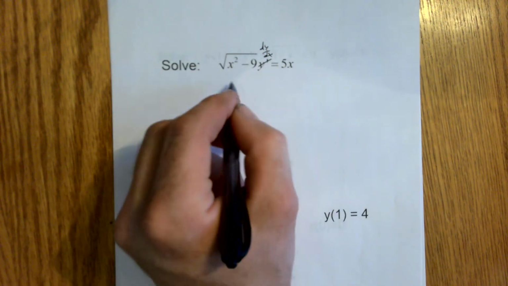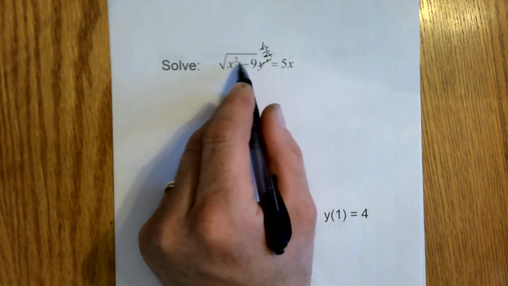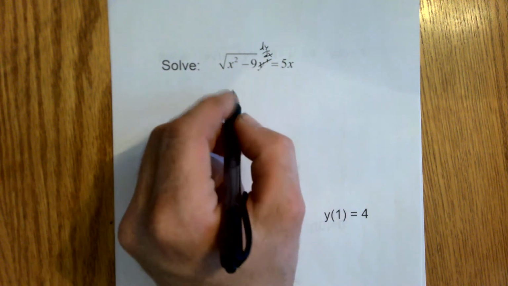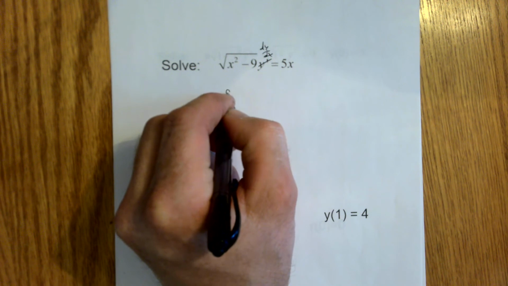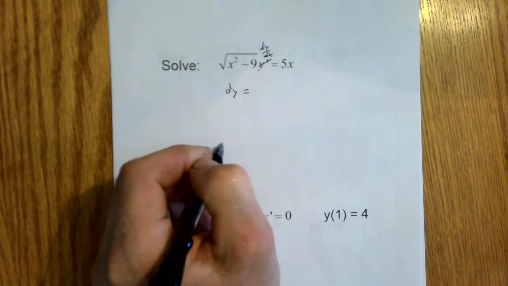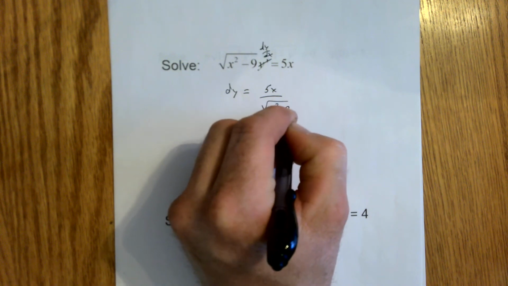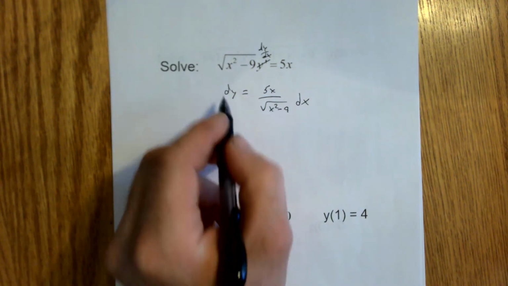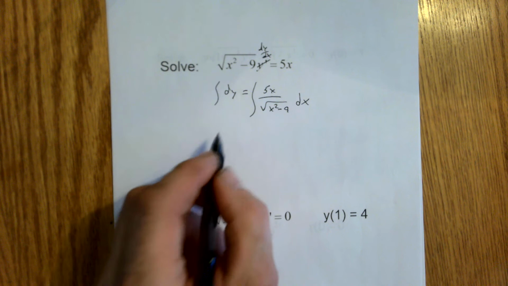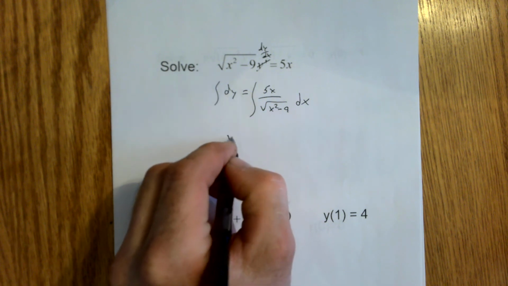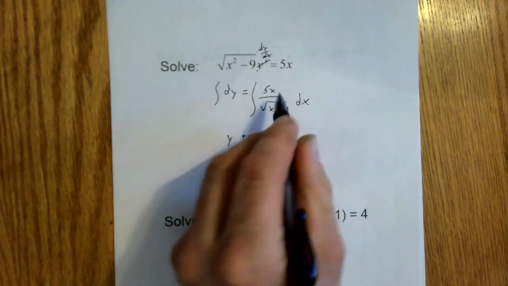and move my dx over, and also my square root of x squared minus 9 needs to go over. So I get dy is going to equal 5x over the square root of x squared minus 9 dx. I can go ahead and integrate both sides. The integration of dy is going to be 1y plus c.